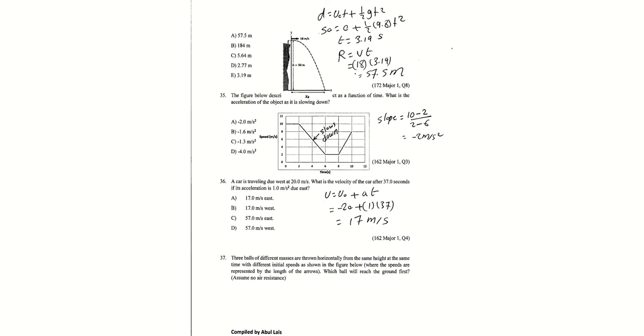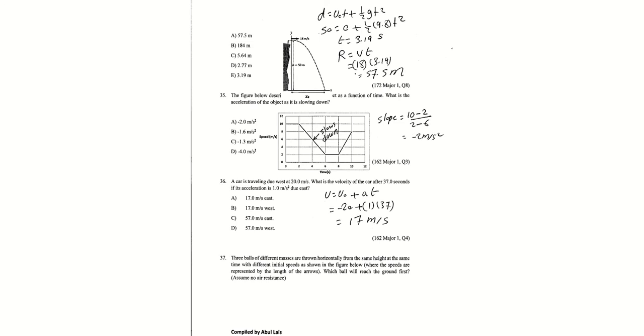Now let's look at the next question, question number 37. It says that three balls of different masses are thrown horizontally from the same height at the same time with different initial speeds, as shown in the figure below, where the speeds are represented by the length of the arrow. Which ball will reach the ground first?